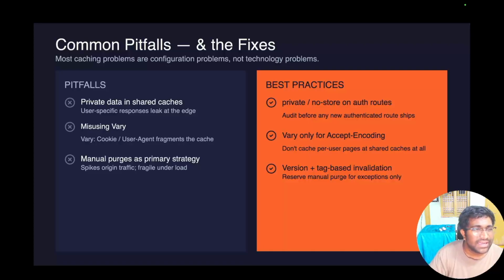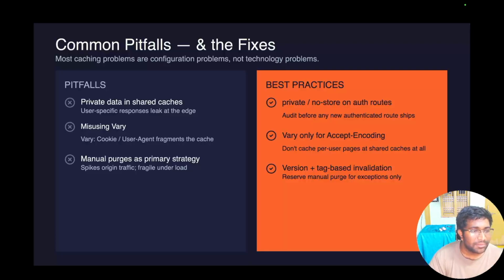Now, most caching bugs aren't a technology problem; they're a configuration problem. So here are the 3 I see over and over usually. First one is private data in shared caches. This is a scary one. User specific responses leaking at the edge. Always audit new auth routes before they ship and apply private or no store on them. Next one is misusing Vary, which I explained earlier. Vary on user agent basically fragments your cache into thousands of buckets and hurts your hit rate. Stick to Vary on Accept-Encoding only, and for per user pages, don't cache at the edge at all.